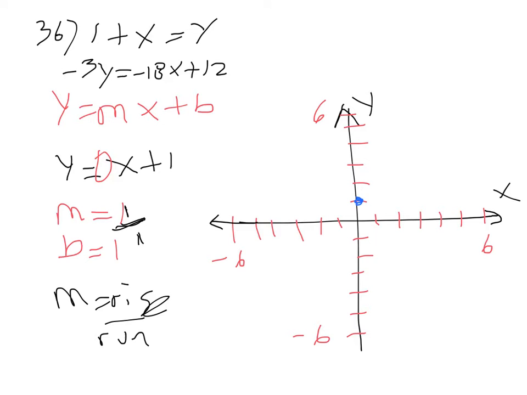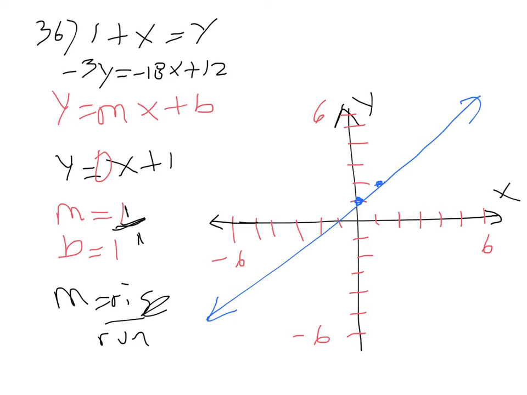From my y-intercept, I'm going to rise 1 to the top and run 1 to the right. So my second point is going to be around here. I have my 2 points. Connect them. That's your first line. Same process with the second line.